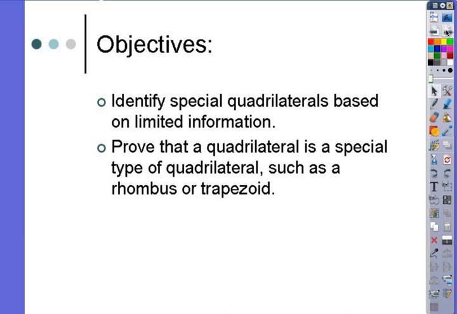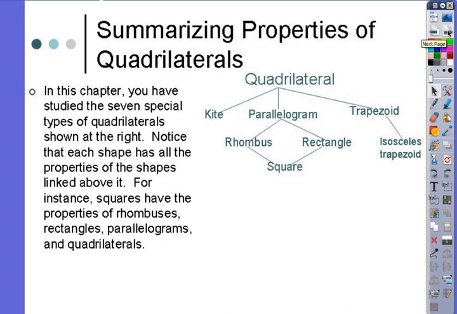So, in general, first let's just talk about this. This you've got to know. This slide right here, and I've got the PowerPoint already on the website. You've got to understand what this means. This is a hierarchy. It's like a flow chart. If we start at the top, we're coming in with the most general place we could be, which is just any quadrilateral.